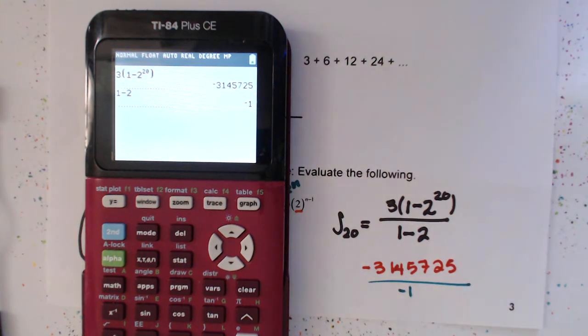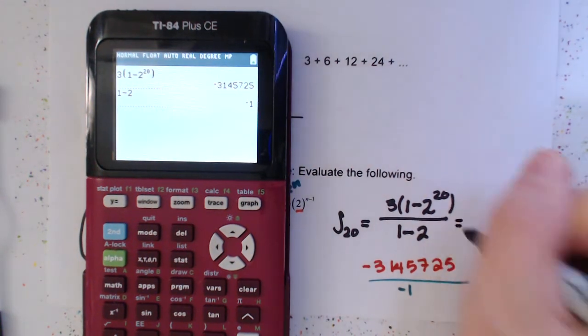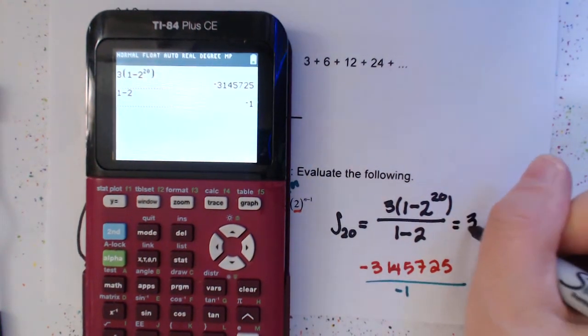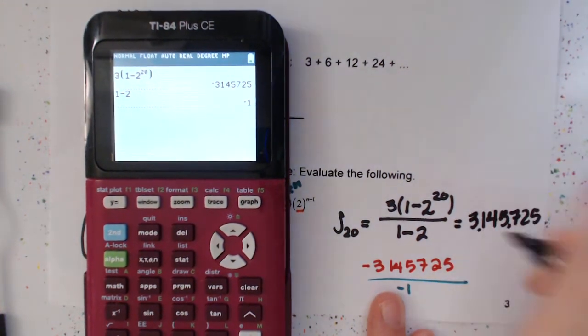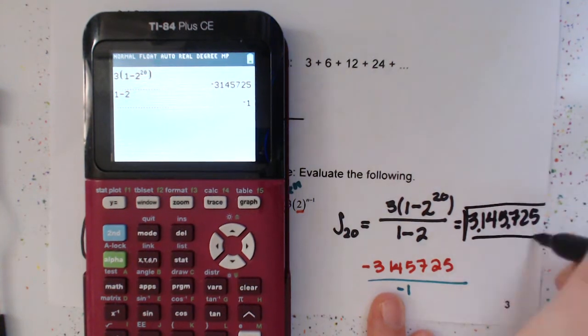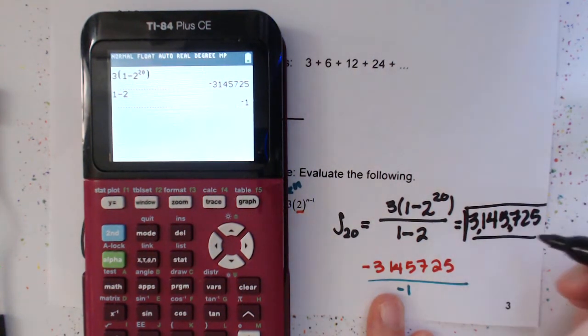Doing them separately will help if the fraction doesn't come out nice like this. But basically, it turns out to be 3,145,725. Those are commas, not decimals. Okay.